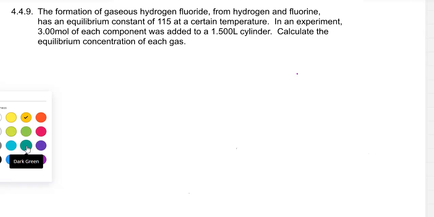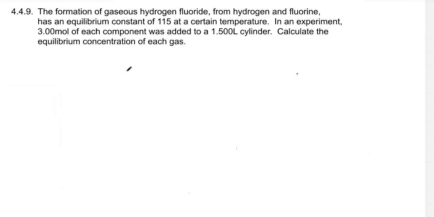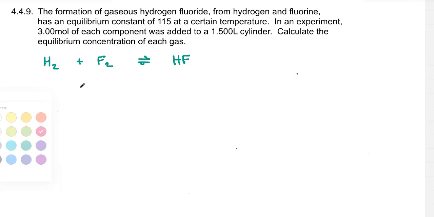The ice tables continue. Here we have the formation of gaseous hydrogen fluoride. So if you want to make HF, you better have some H and you better have some F in their elemental forms. And from that, we're going to make HF gas. And if we're balancing that, we'll have two HFs and one of each other thing. So there's our equilibrium reaction. And they tell us the KEQ is 115.